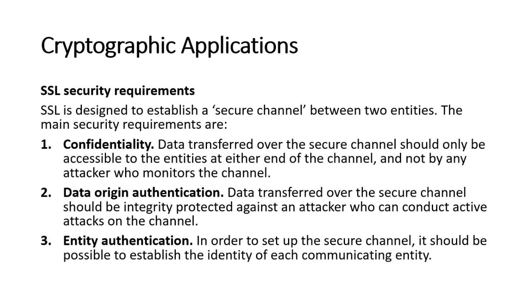So let us discuss once again. Confidentiality is that data transported over the secure channel should only be accessible to the entities at either end of the channel and not by any attacker who monitors the channel. That is what confidentiality. Second one, data origin authentication. Data transferred over the secure channel should be integrity protected against an attacker who can conduct active attacks on the channel. Then third one is entity authentication. In order to set up the secure channel, it should be possible to establish the identity of each communicating entity. So, very first point, SSL security requirements: confidentiality, data origin authentication, and entity authentication.